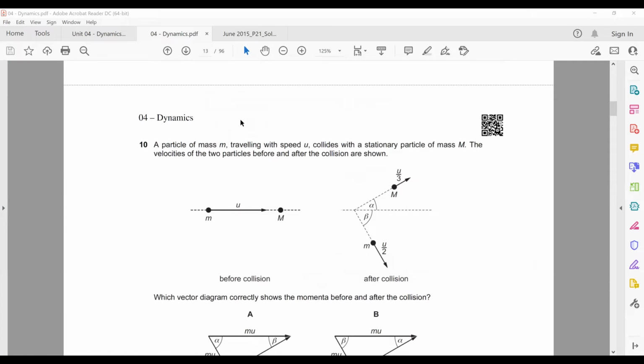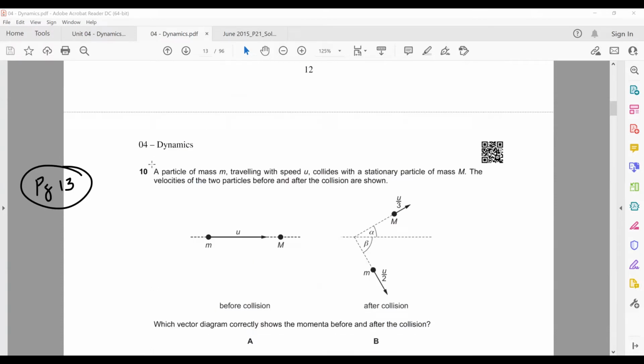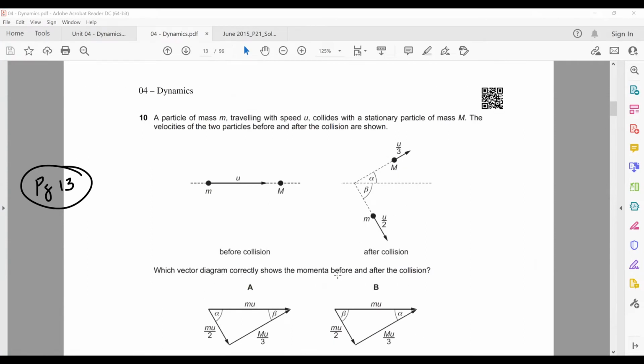If you look at page 13, which is this one. Now, a particle of mass small m traveling with speed u collides with a stationary particle of mass big M. The velocities of the two particles before and after collisions are shown. Which vector diagram correctly shows the momenta before and after the collision? Momenta is still the same as momentum. It's actually the plural form of momentum. It isn't any new term.